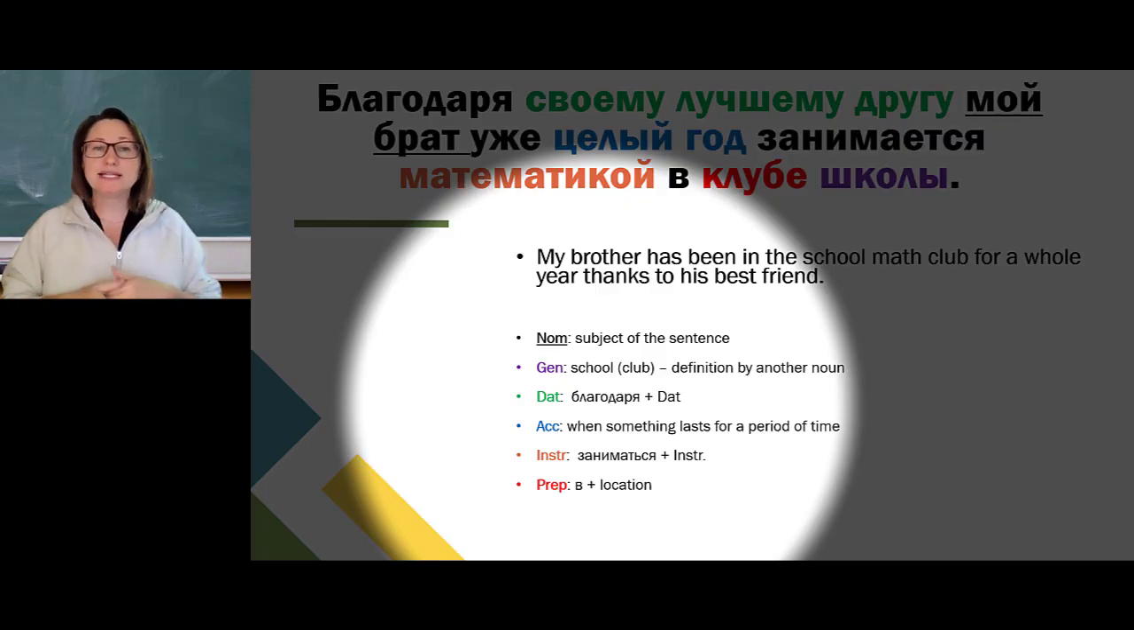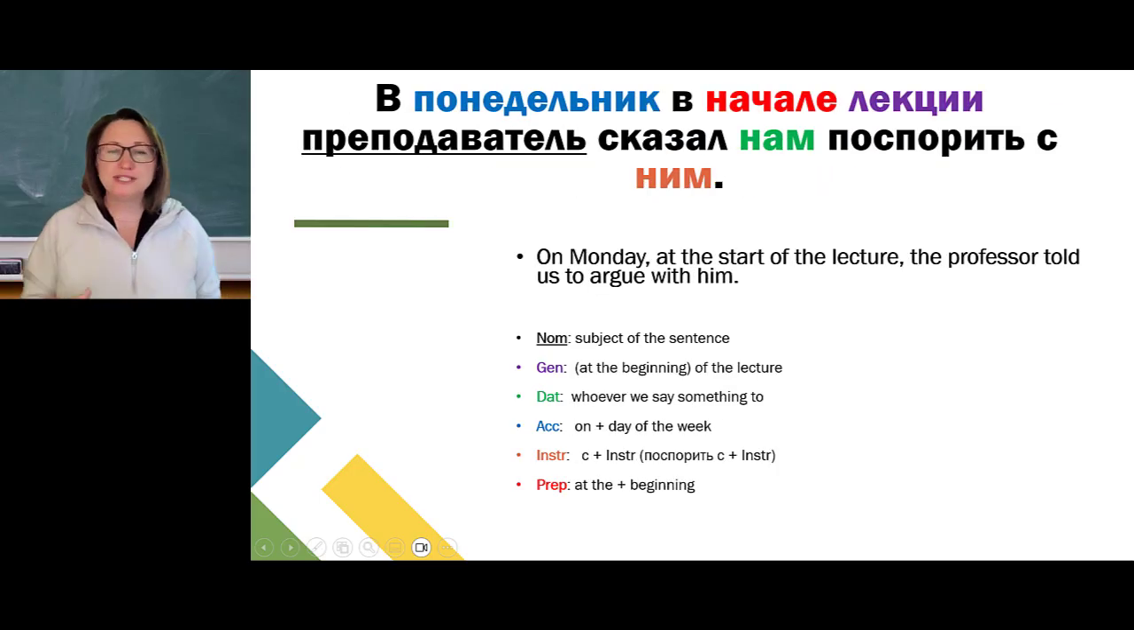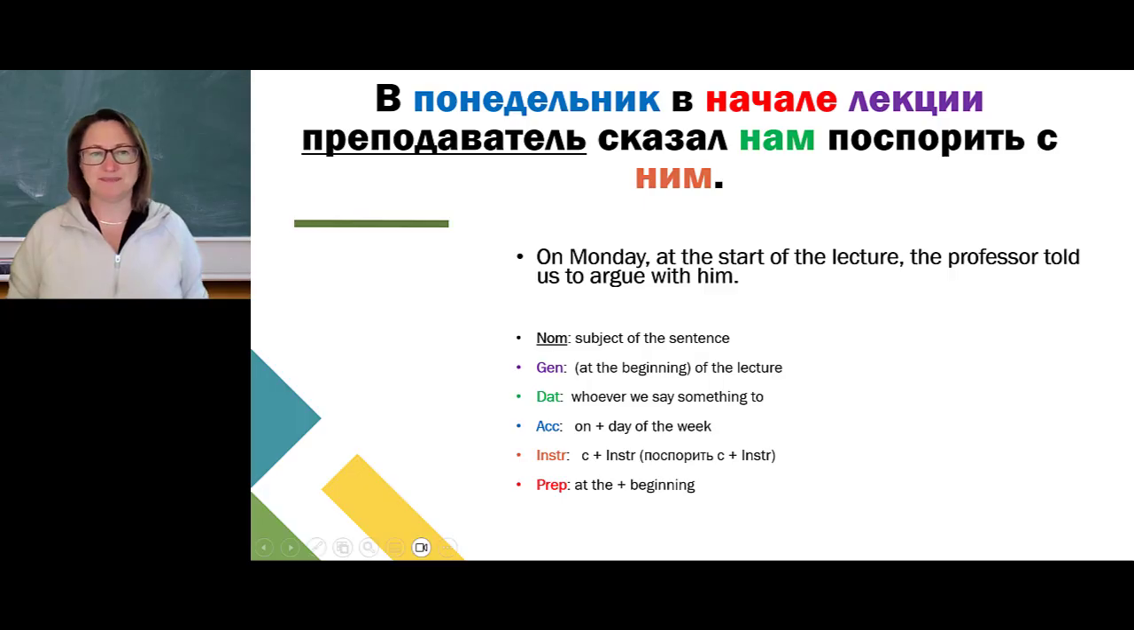Then instrumental is математикой, because the verb заниматься takes the instrumental case with whatever it is we're busy with or whatever it is we study. And the location prepositional is в клубе. He's doing it at the club or in the club, in the school club. And school will be genitive because it's the definition for the club expressed by another noun. Okay, one more. Понедельник. В начале лекции преподаватель сказал нам поспорить с ним. So on Monday, the start of the lecture, the professor told us to argue with him.